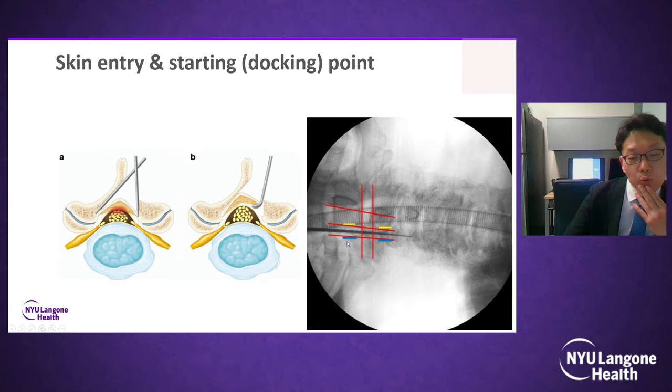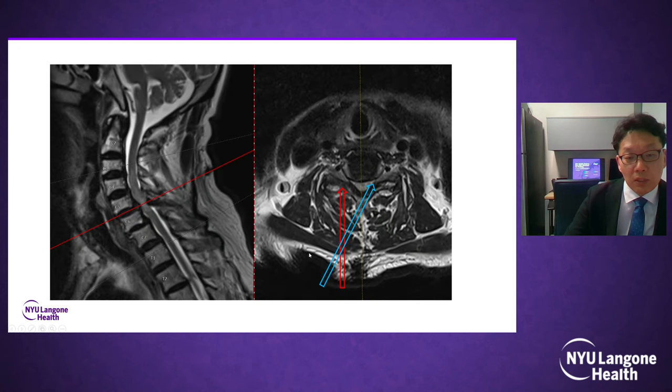And during cervical ULBD, the entry point is somewhat different from posterior foraminotomy. I made it on the lateral border of the pedicle to facilitate contralateral decompression. Like this, as you see, the red line is for the foraminotomy, and the blue line is for the ULBD.